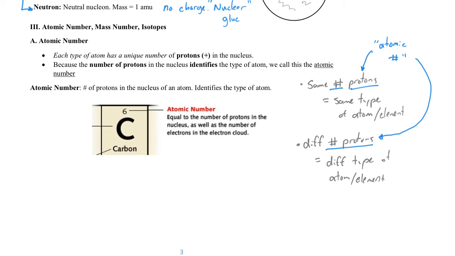Now, how do you know an element's atomic number? Actually, it's shown on the periodic table. I've shown an example of that here. The atomic number is the whole number, because there's a whole number of protons, shown near the element.